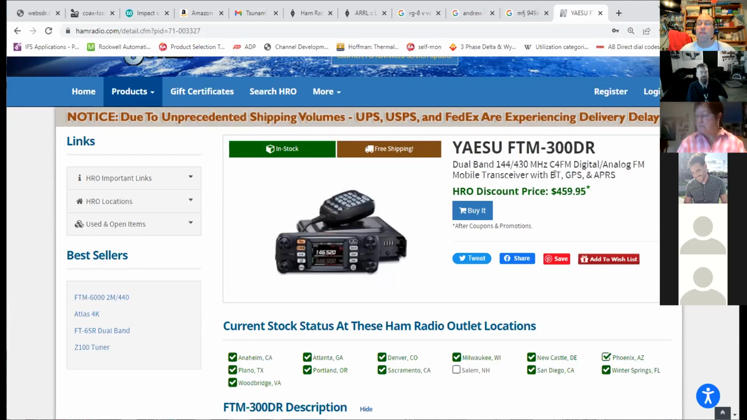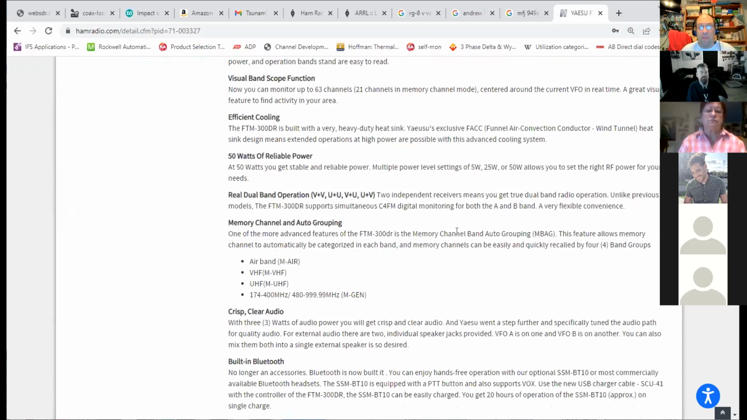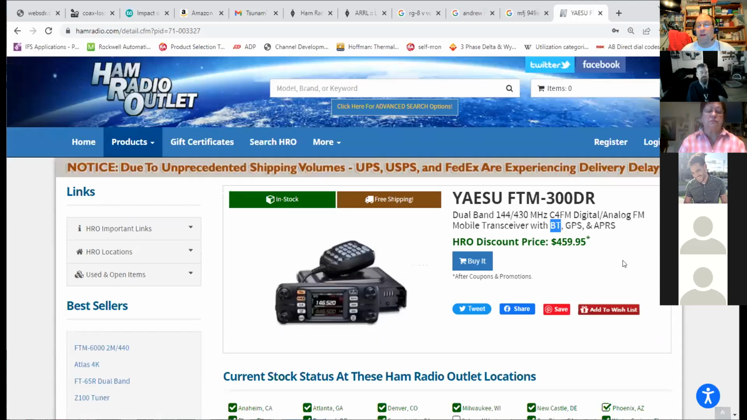It has a GPS receiver built in. It has a Bluetooth chipset, so you can use a Bluetooth headset with it. I mean, this is a very advanced radio for $400, right?